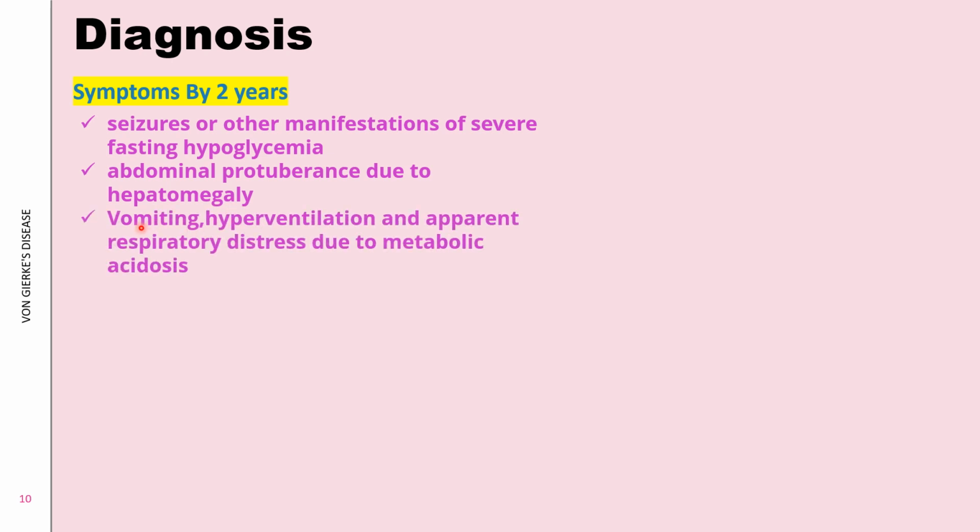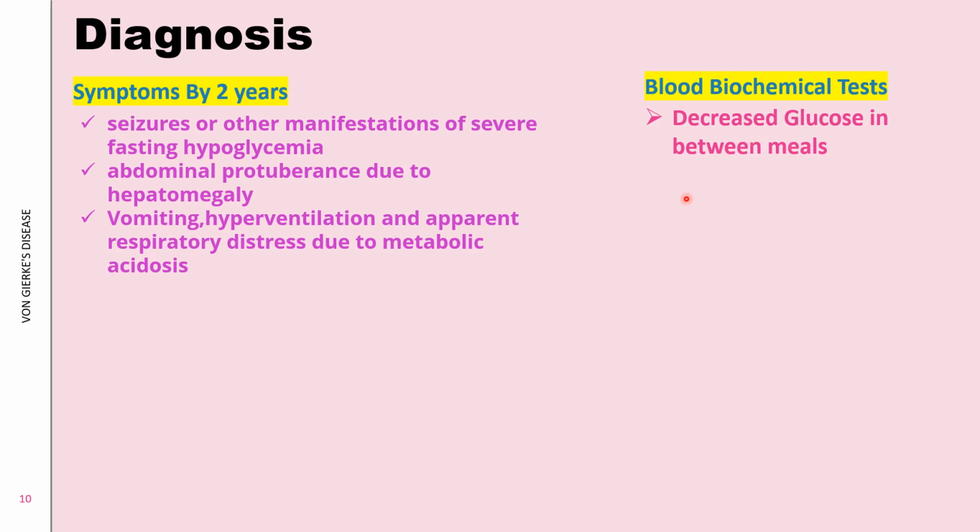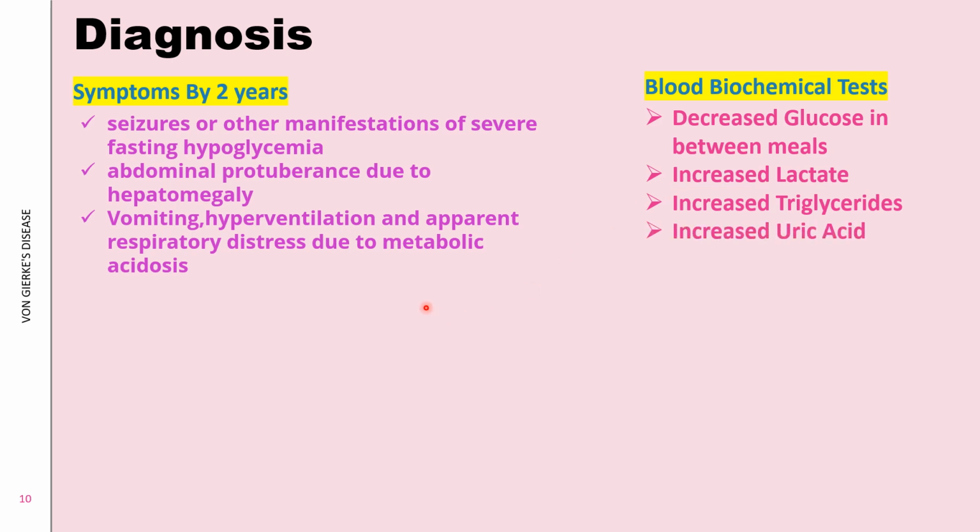So how is von Gierke's disease diagnosed? As we have already seen the symptoms, if the child has symptoms by the age of 2 years, like hypoglycemic seizures or other manifestations of fasting hypoglycemia like growth retardation or failure to thrive, along with abdominal protuberance due to hepatomegaly, renomegaly, as well as symptoms of acidosis like vomiting, hyperventilation, and respiratory distress, and in the biochemical tests the child has decreased glucose levels, increased uric acid, lactate, as well as triglyceride levels, then the provisional diagnosis would be von Gierke's disease.